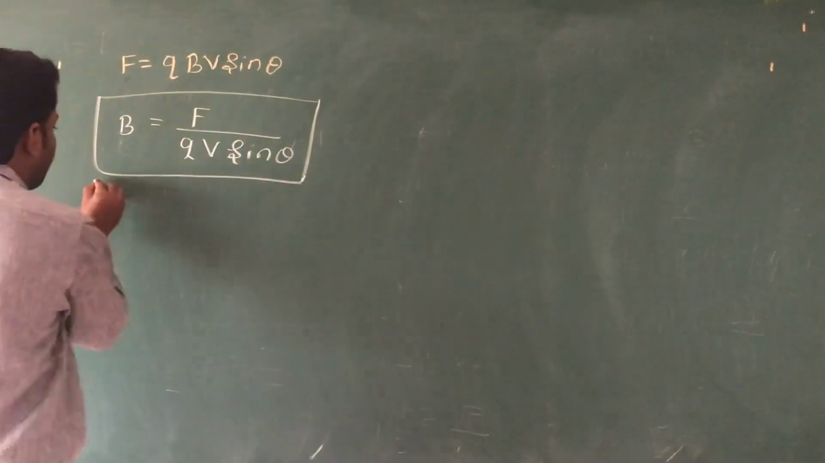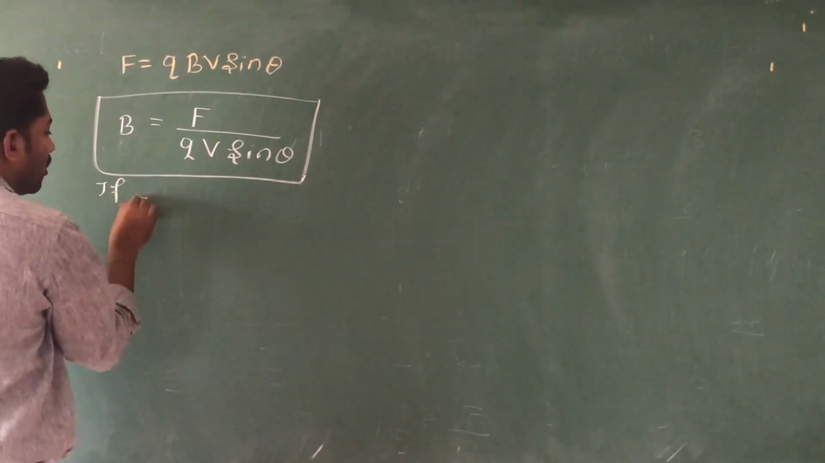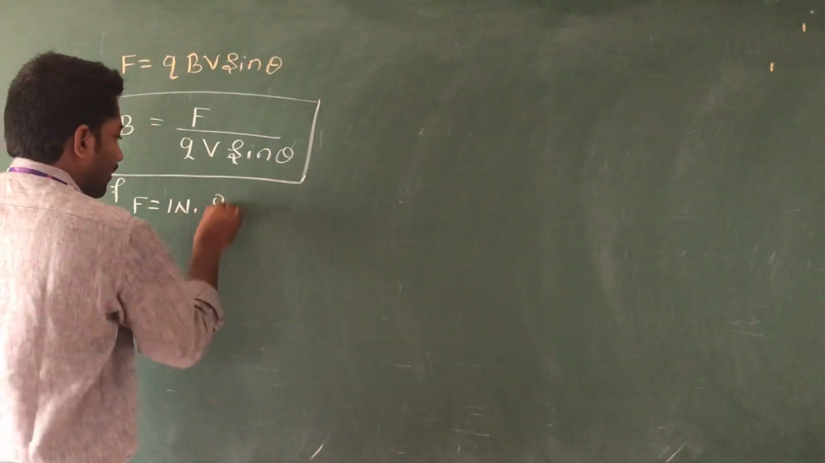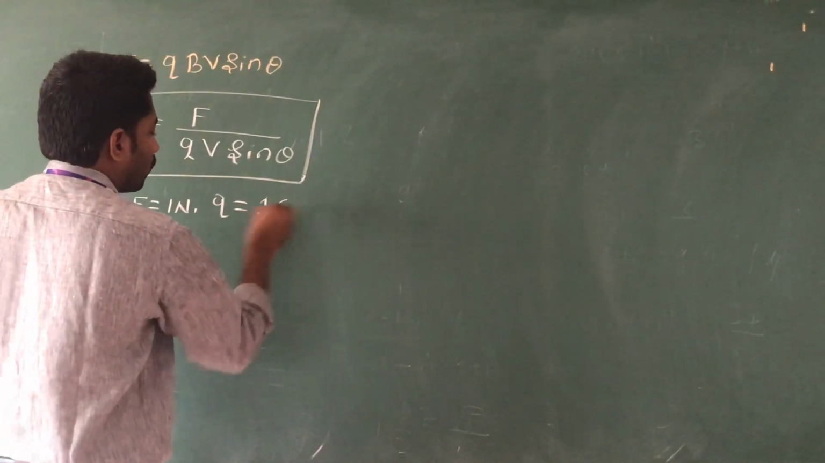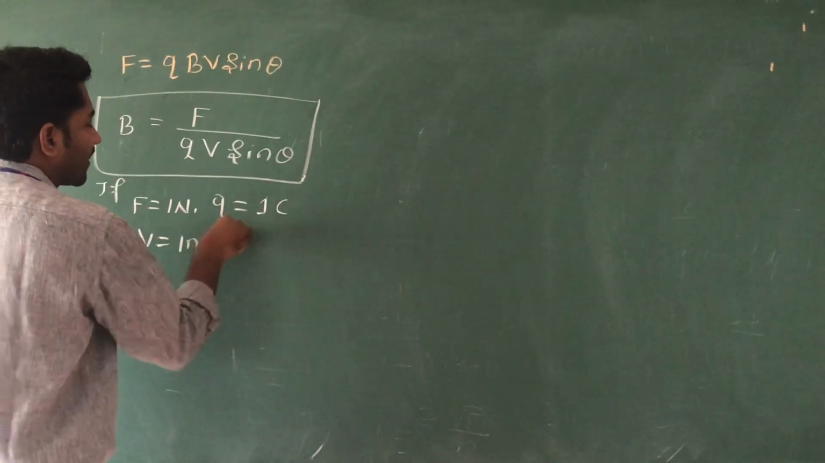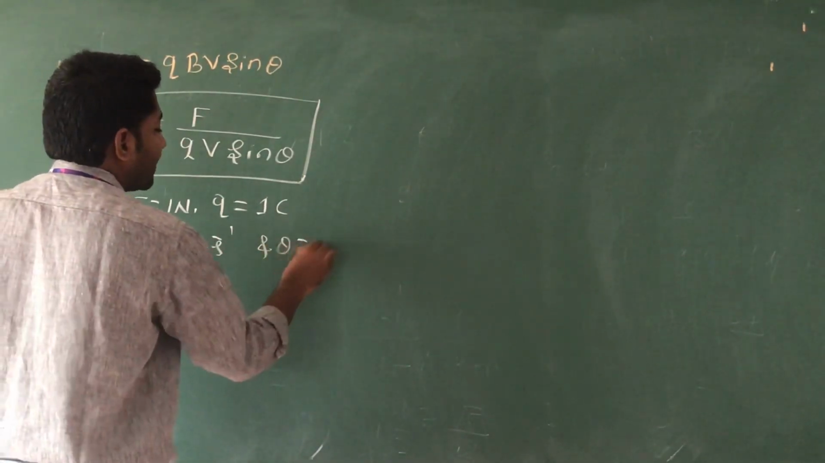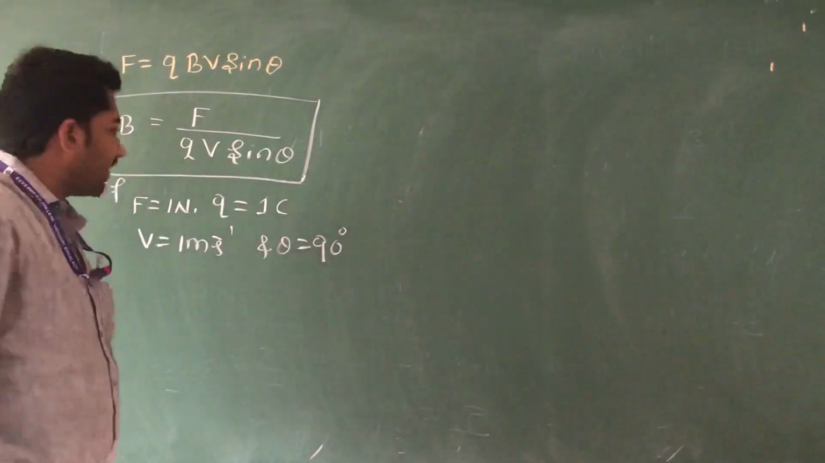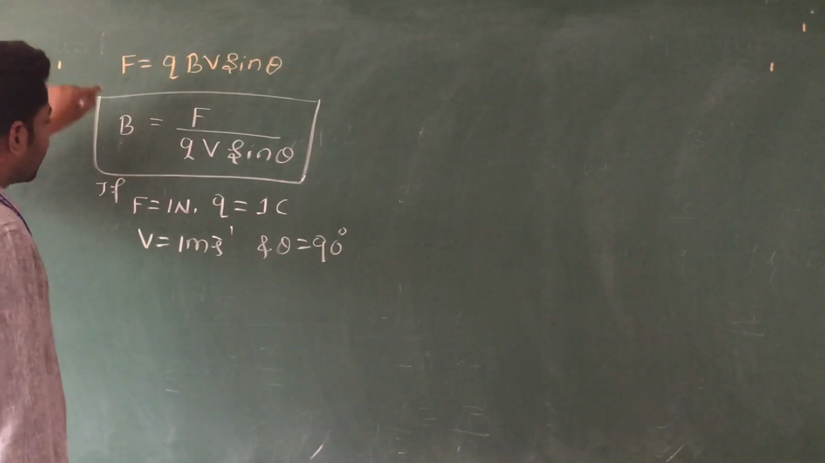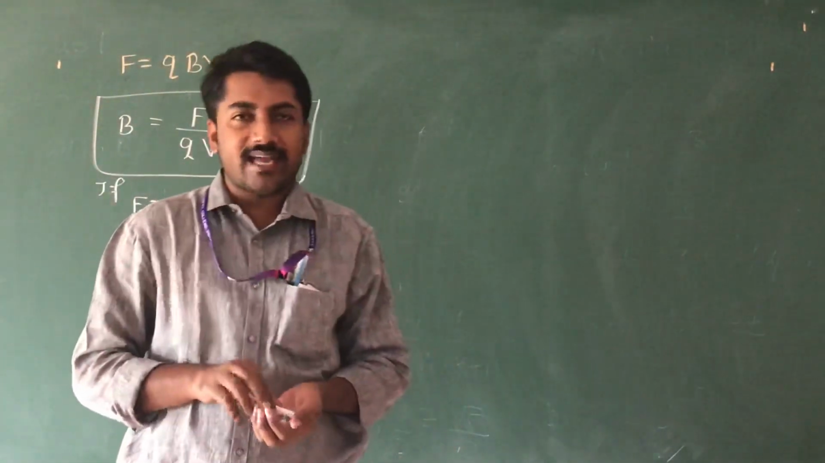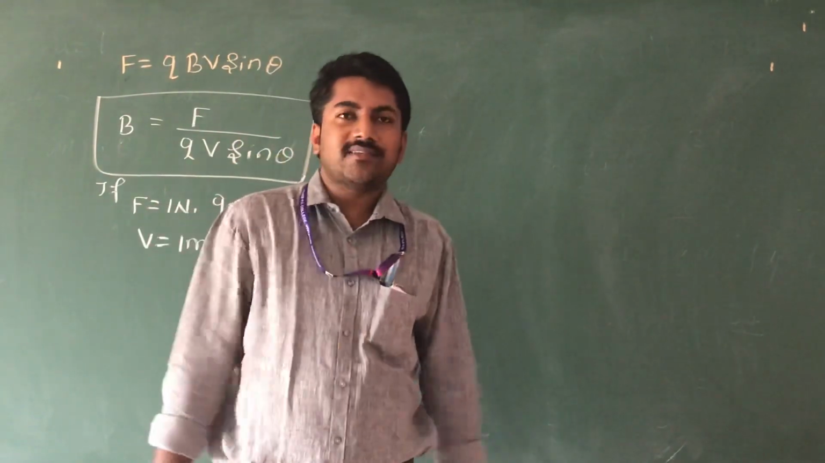Suppose I put force F is equal to 1 Newton and Q is equal to 1 Coulomb, V is equal to 1 meter per second and theta is equal to 90 degrees. Then I say the SI unit of magnetic field is 1 Tesla.